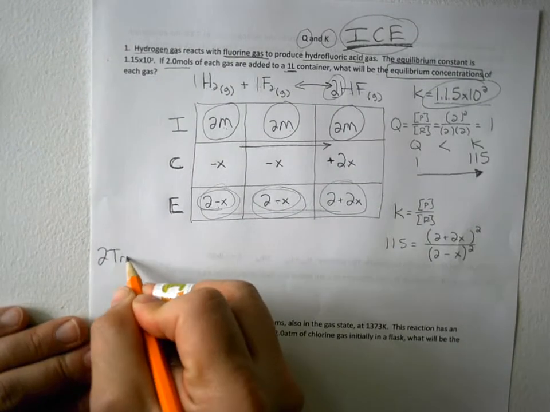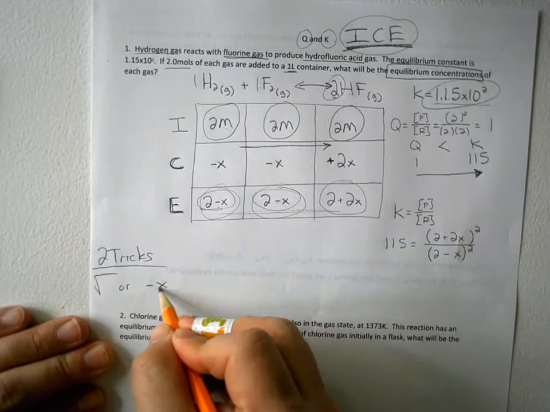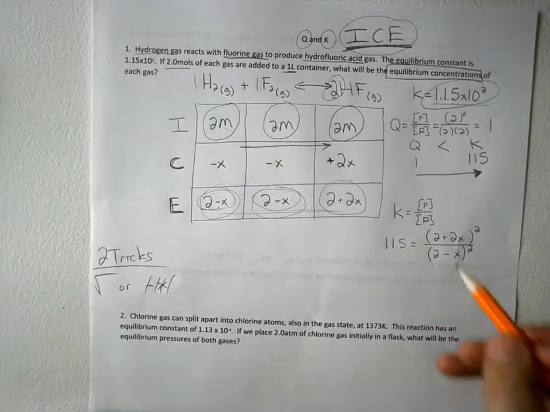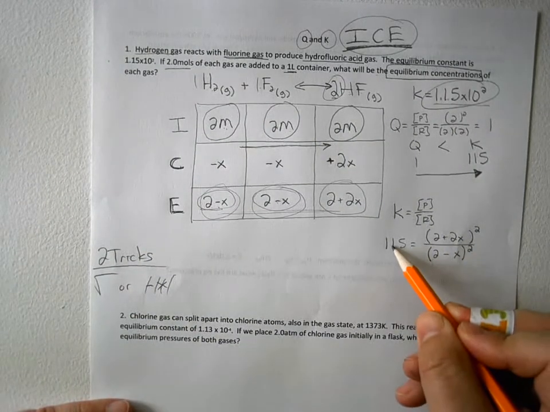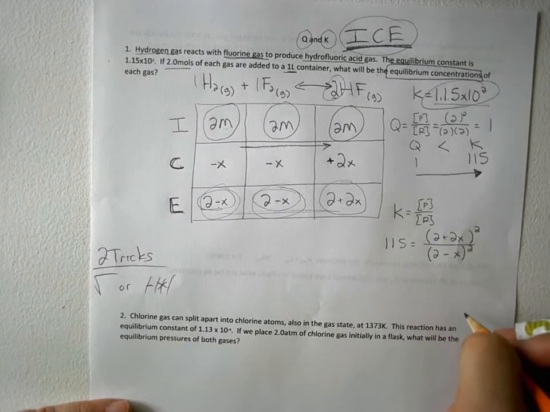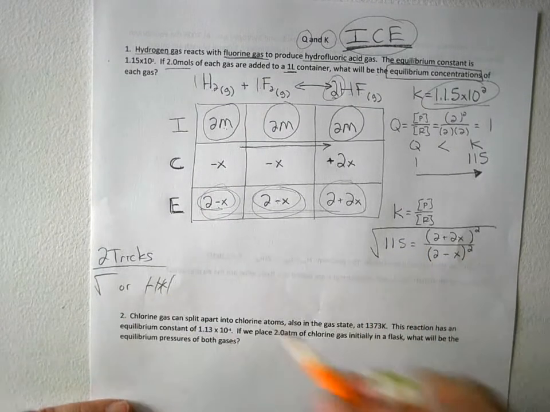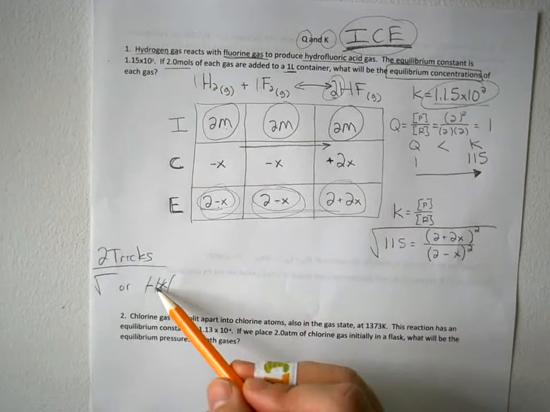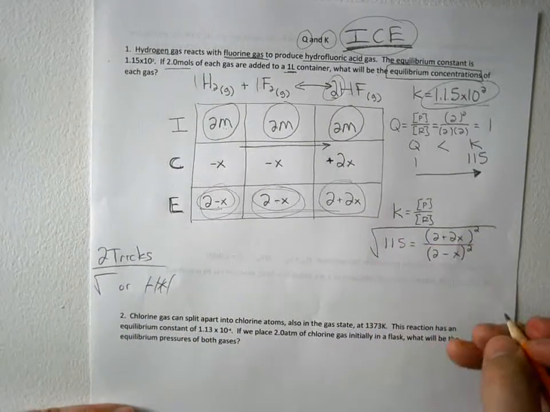Now there are two tricks. I'm going to call them the square root trick or the get rid of x trick. These are the two tricks we're always going to use. Now looking at this formula right here, this setup. Can we take the square root of this value, and the square root of this value? I would say we could take the square root of all of this. So always start by asking yourself, can we take the square root of everything? And right now it's yes, so we're going to use the square root trick, not the minus x trick.